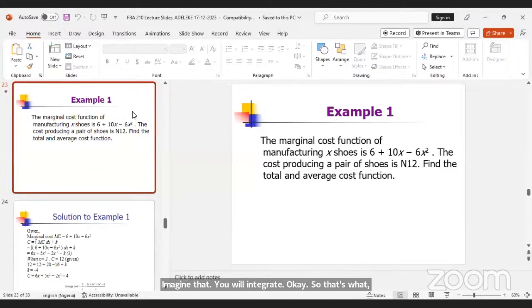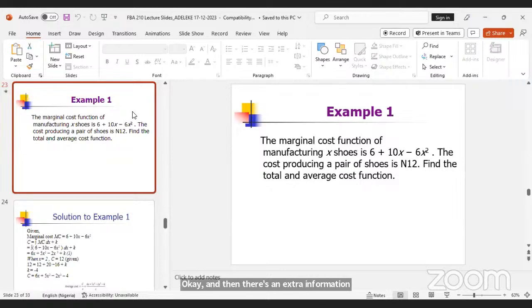So let's look at the first example. The marginal cost function of manufacturing X shoes is 6 plus 10x minus 6x squared. The cost of producing a pair is 12 naira. So find the total and average cost. So the marginal function is given, and then there's extra information.